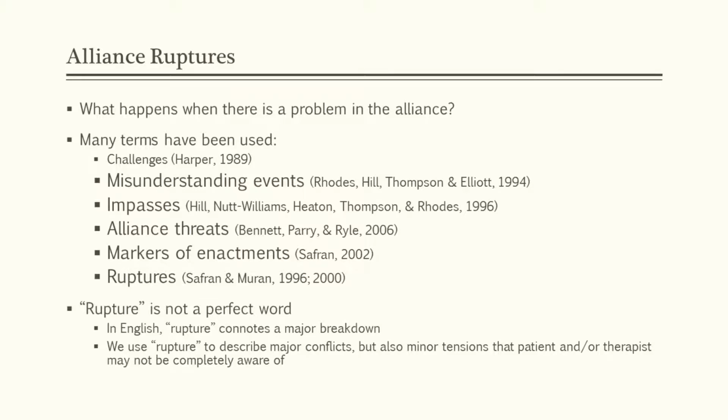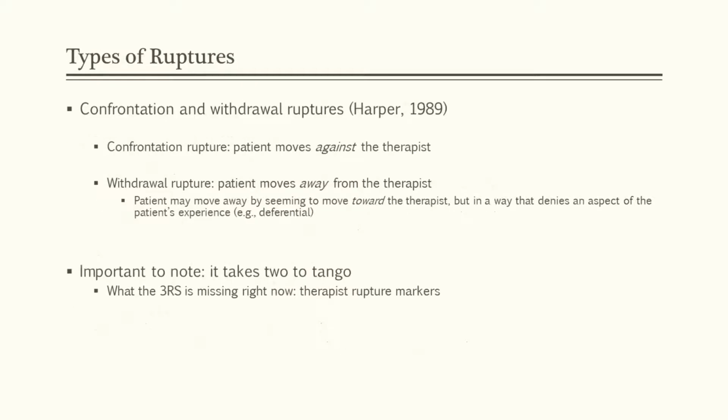So, types of ruptures. We found it helpful to think of ruptures in two broad categories, confrontation and withdrawal. And this comes a lot from some work by Heather Harper in the late 80s. A confrontation rupture is when the patient is moving against the therapist. This is usually easier to see. It can be things like complaining, saying negative things about the therapist, being hostile to the therapist, complaining about the treatment, refusing to engage in a therapeutic task.